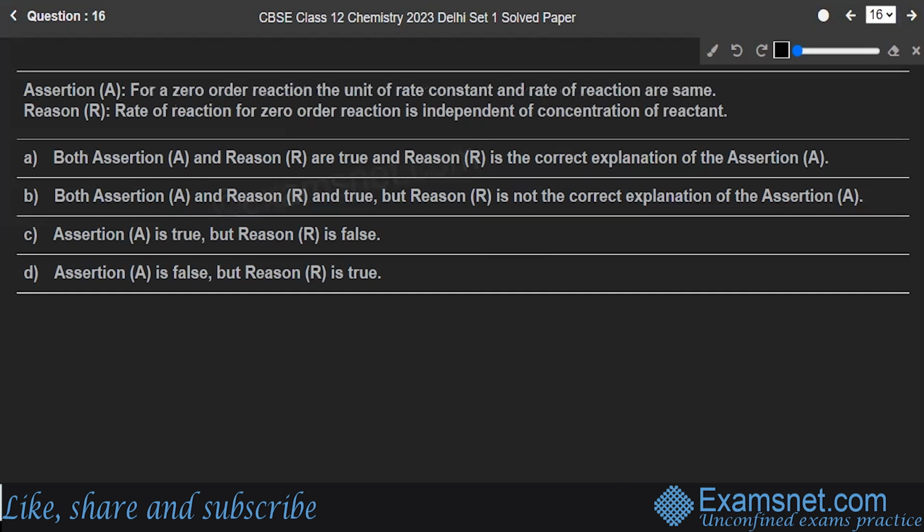So you have option C as the right answer. Hope you understood this. Next is question number 16. Assertion: for a zero order reaction, the unit of rate constant and the rate of reaction are same. The reason is the rate of reaction for zero order reaction is independent of the concentration of the reactant. Here, both of them are correct. Assertion is correct and reason is the correct explanation of the assertion. Rate of zero order reaction does not depend on the concentration of the reactant. Therefore, the unit for both rate of reaction and the rate constant are same. So you have the first option. This is the right answer.